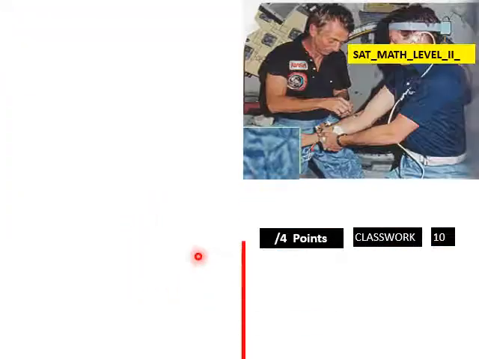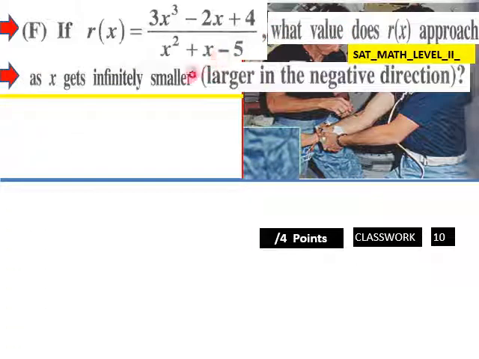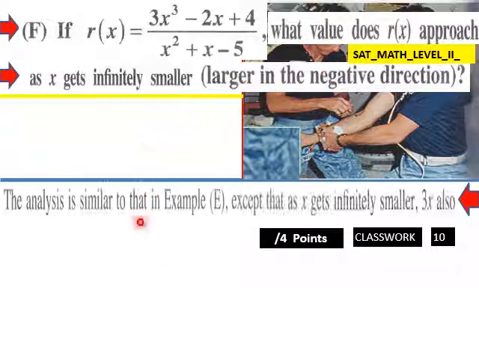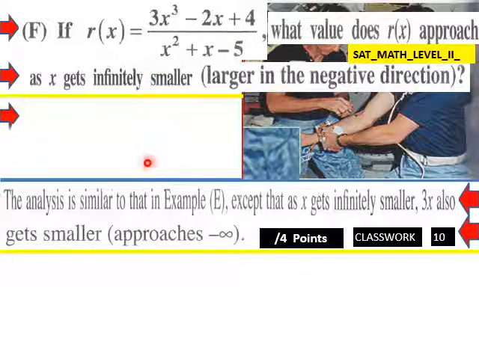Okay, as we move on now into F here, if r of x equals 3x cubed minus 2x plus 4 over x squared plus x minus 5, what value does r of x approach as x gets infinitely smaller, meaning larger in the negative direction? So where does r of x approach? The analysis is similar to that in example E, except that as x gets infinitely smaller, 3x also gets smaller, meaning it approaches negative infinity. So that would be the answer, negative infinity.